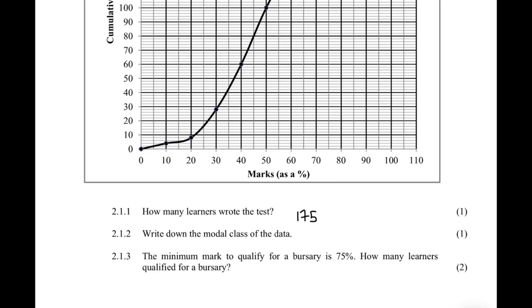2.1.2 says, write down the modal class of the data. Now, the question is, what is the modal class of the data? We know the mode when we have ungrouped data, right?